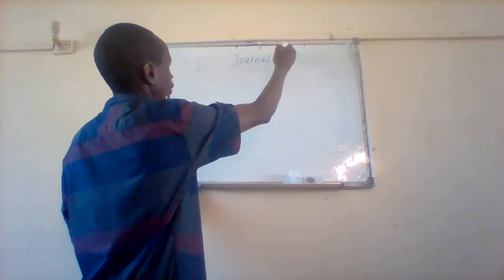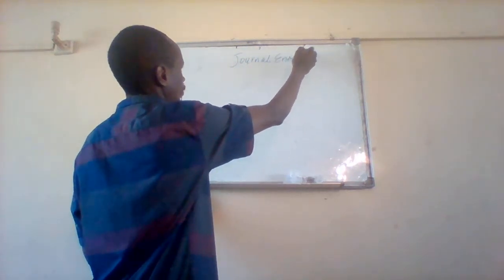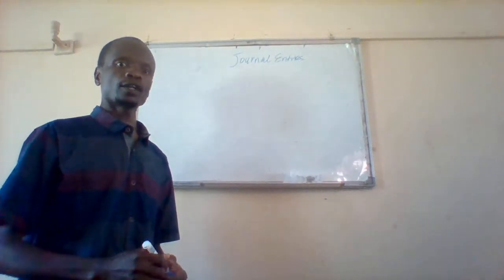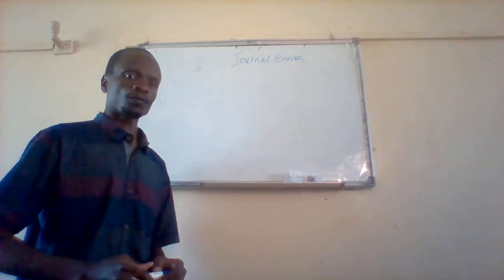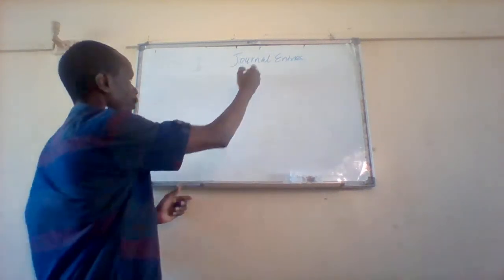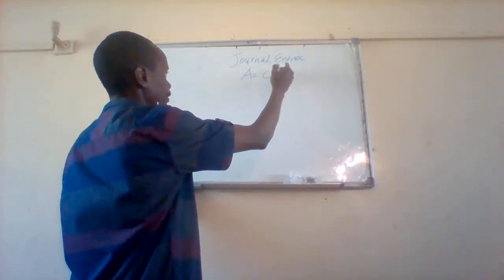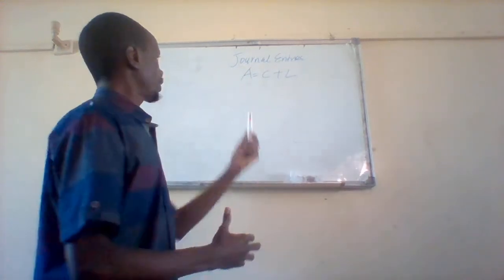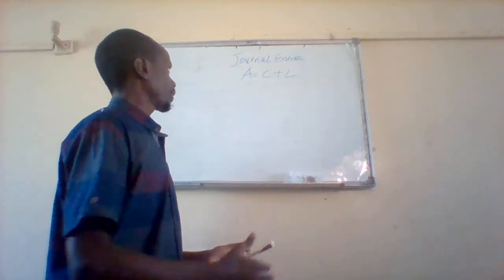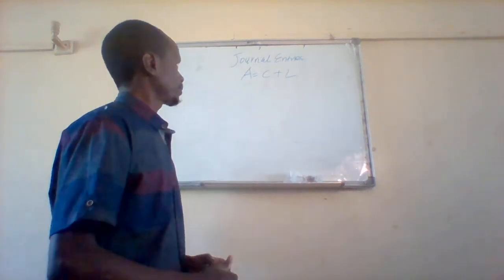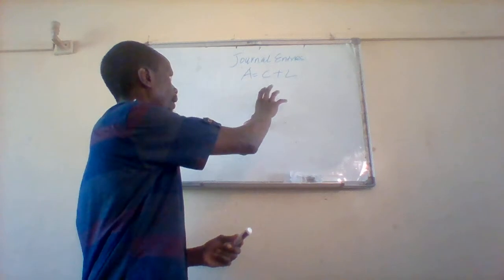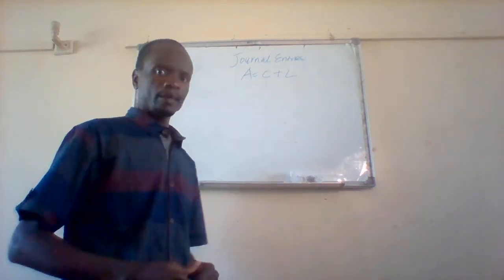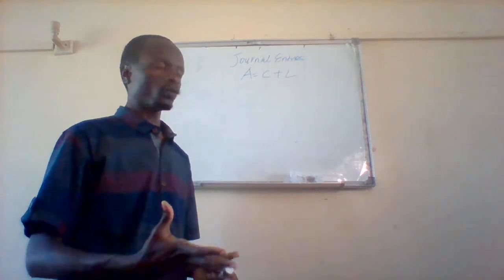Journal entries. Again, you remember from our last class that journal entries flow from the accounting equation. So, the accounting equation: asset is equal to capital plus liabilities. We saw how journal entries are done when an asset is purchased, and for expenses and revenue. So today we're going to look at liabilities. One or two examples, then we'll be done.